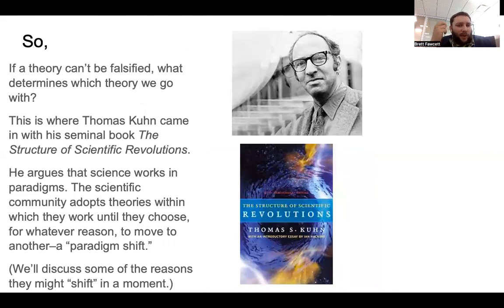So if a theory can't be falsified, then what determines which theory we actually go with? That's where Thomas Kuhn comes in. He has a very important book from the 60s called The Structure of Scientific Revolutions. And he argues that science works with paradigms. And that's what these theories are, right? A paradigm is like a big theory that explains a lot of evidence and its predictive power and all this.